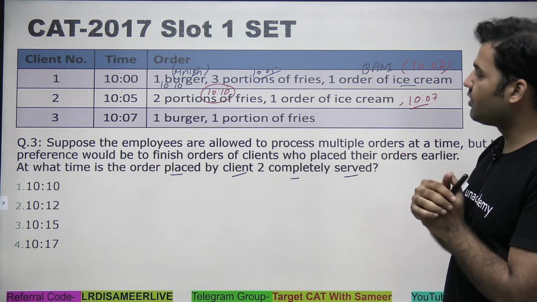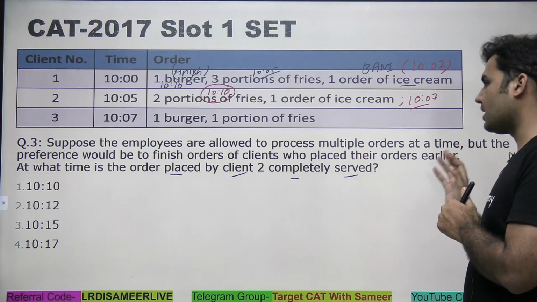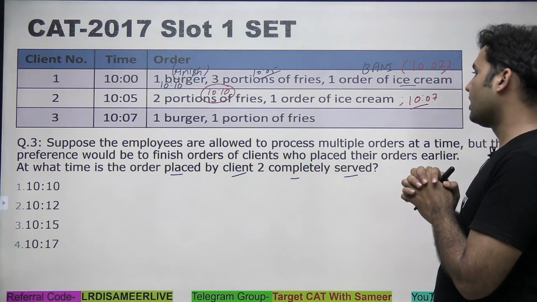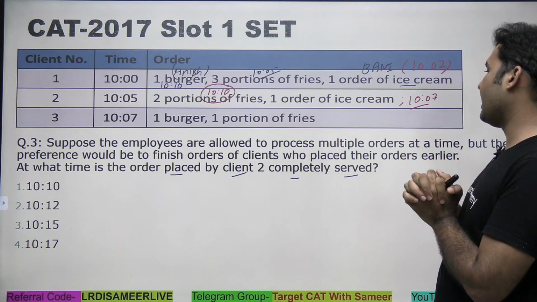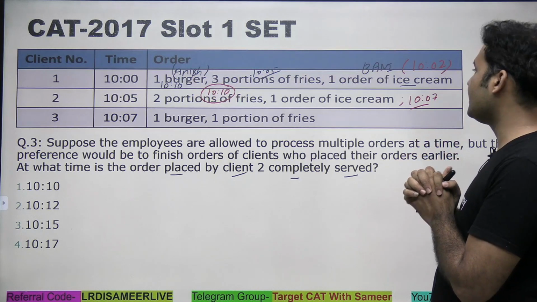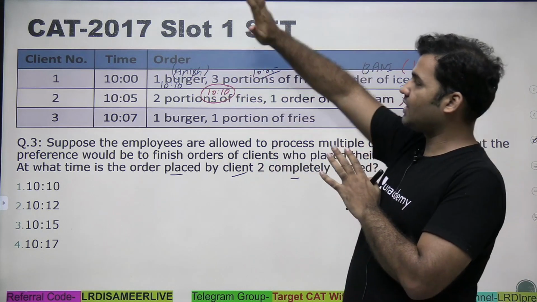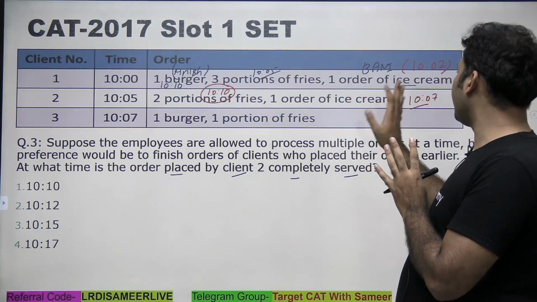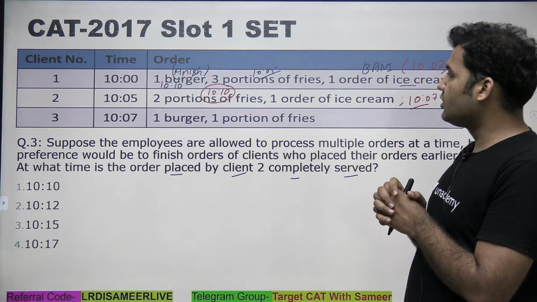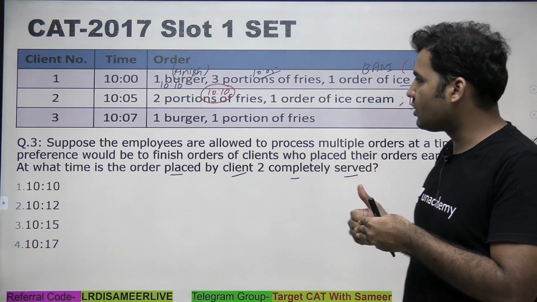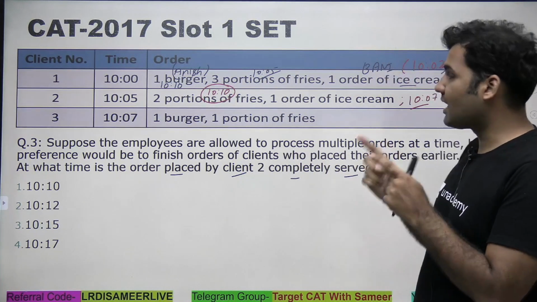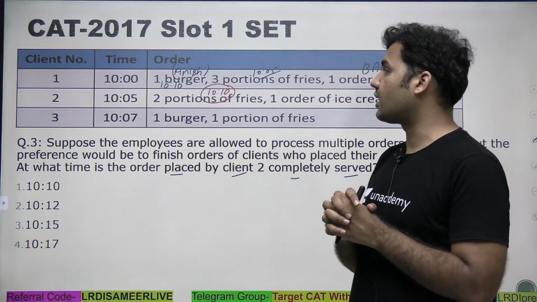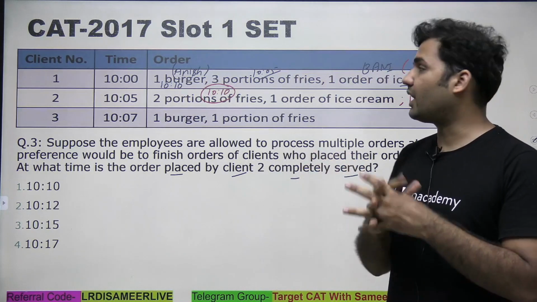The question says the preference would be to finish the orders of clients who placed their orders earlier. At what time is the order placed by client 2 completely served? Now, the order made by client 2 will be completely served once the order of client 1 is done. And this particular order can be prepared by 10:07. So you see, but will you be able to serve this order before client 1 is served? See, earlier it was given that an employee cannot start working on the next order unless the order of the previous item is served.